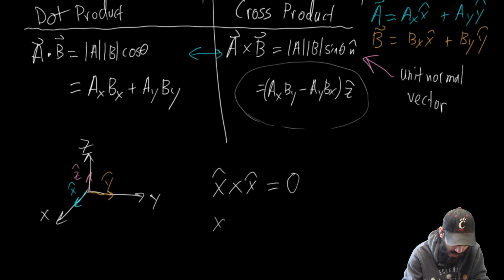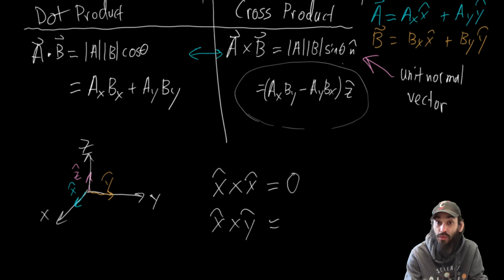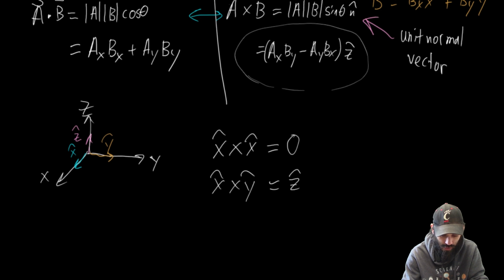We could say, well, what is x hat cross y hat? Well, it's going to be 1 times 1 times the sine of the angle between them, which is 90 degrees, times the unit normal vector that is mutually perpendicular to both of them. That one's going to be z hat, according to the right-hand rule.